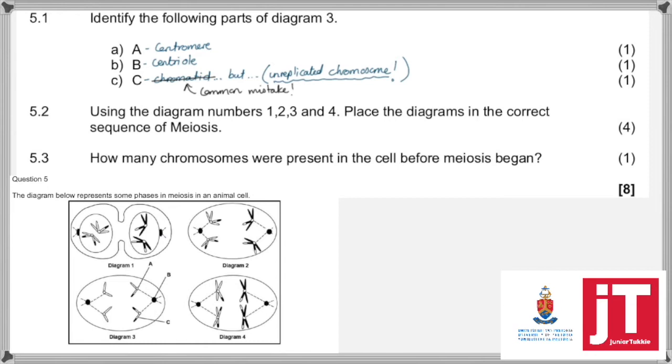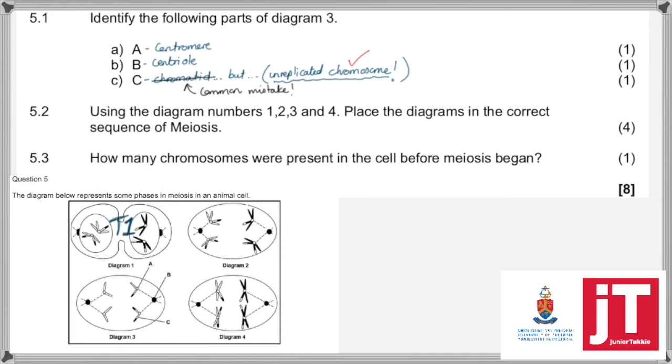If we have a look at question 5.2, using the diagram numbers 1, 2, 3, and 4, place the diagrams in the correct sequence of meiosis. So in getting our context before, what we should have done is try to work out which of these diagrams would have had to take place first in the context of meiosis and then slot the others in. So let's have a look quickly at these diagrams.